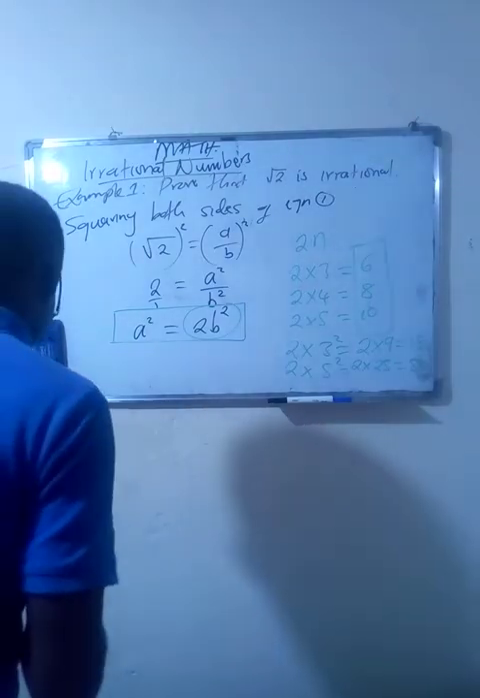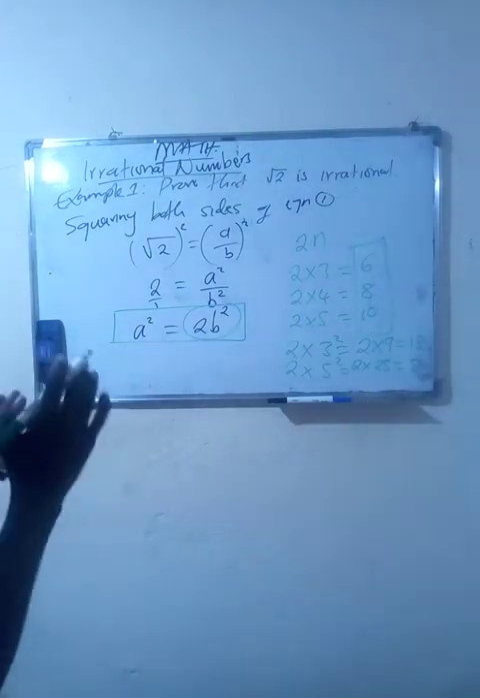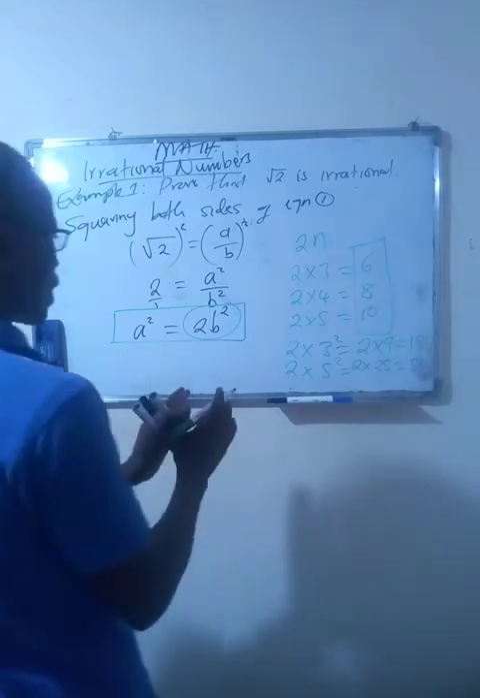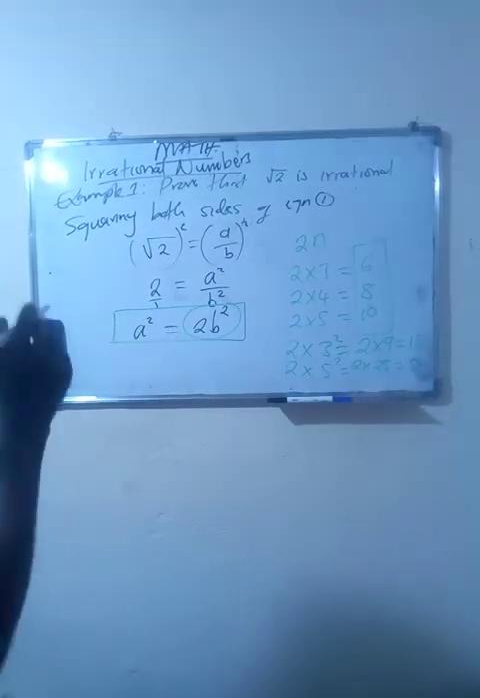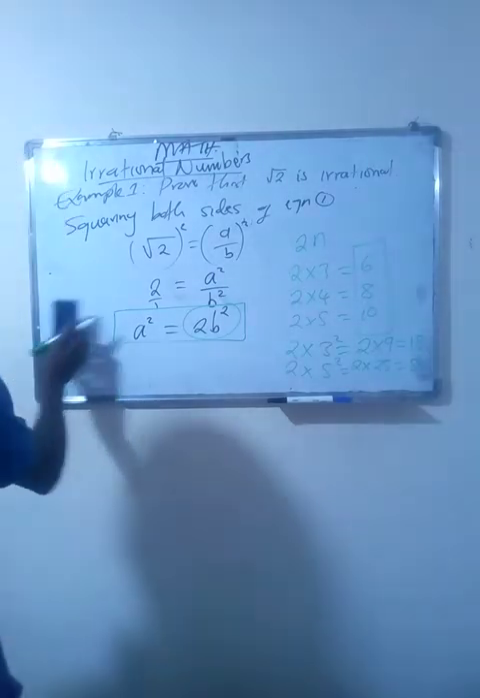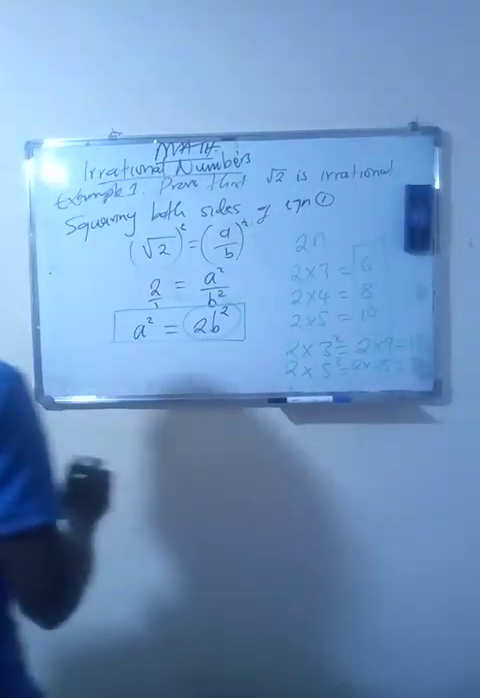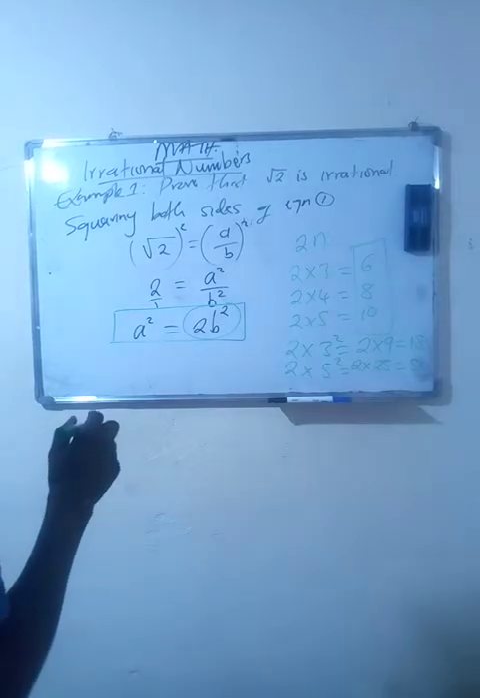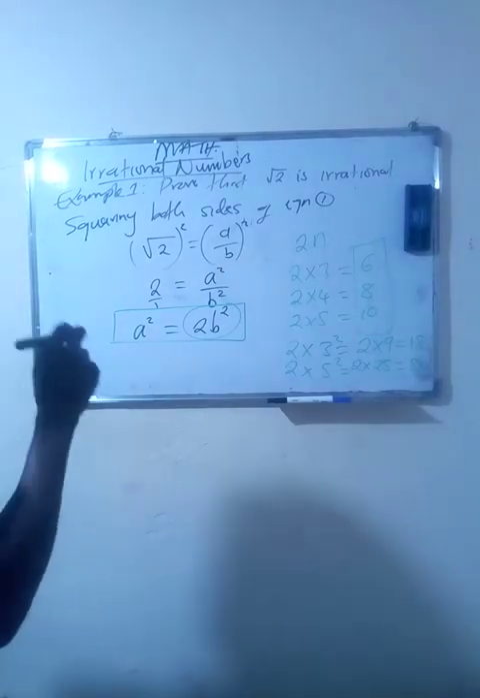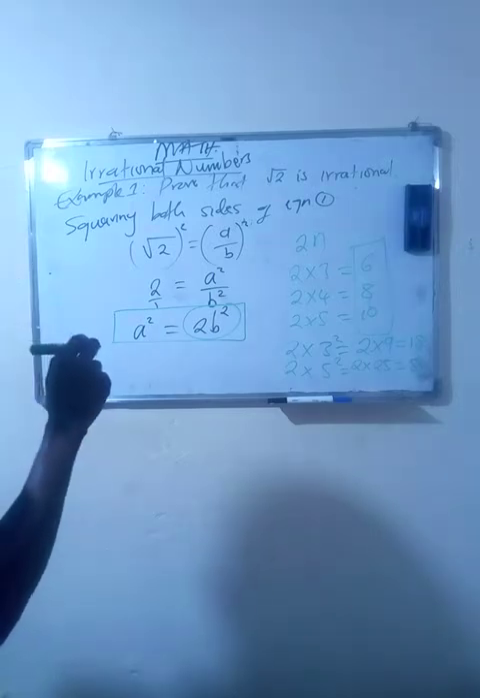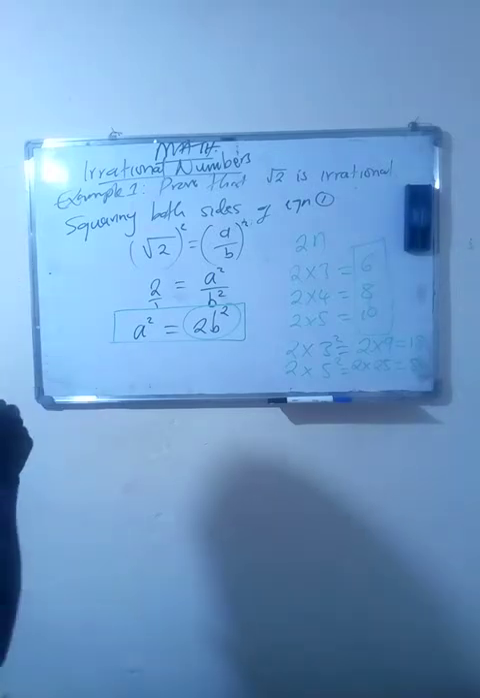Okay, so whenever I need you guys to respond, please be quick to respond so that we move on quickly. We have agreed that what we have on the right hand side is an even number. Now, there's something also that we need to agree on, that the square of any even number is also an even number, right?